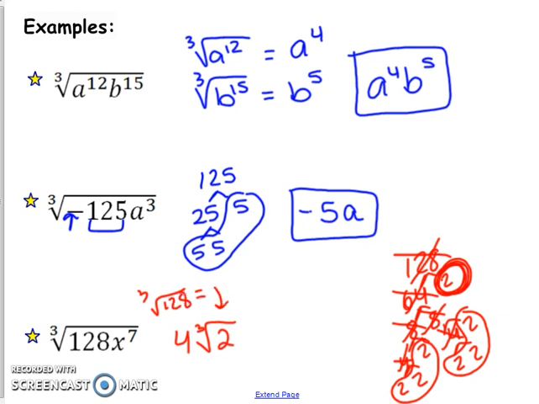So then we do the cubed root of x to the 7th. 7 is not a multiple of 3, but 6 is. So 6 divided by 3 is 2. And then we have 1 left over. So we're going to smush it together. On the outside, we have a 4x squared. On the inside, we have a 2x.